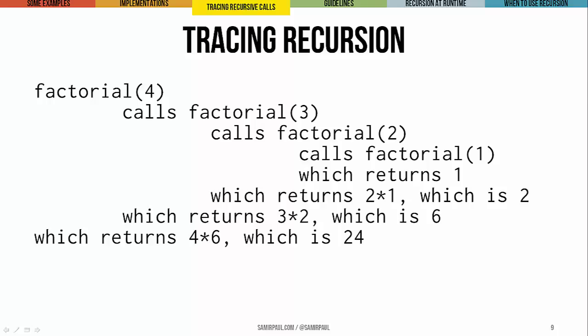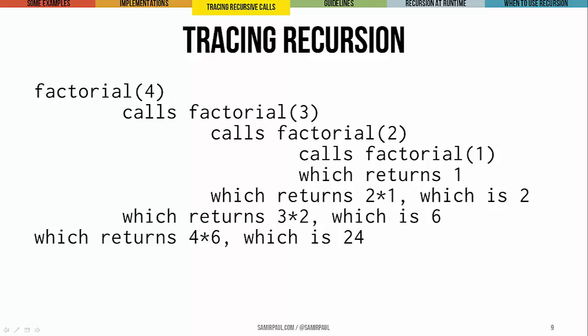We're going to call fact of 4, which in turn is going to call fact of 3, which in turn is going to call fact of 2, which in turn is going to call fact of 1, and fact of 1 returns 1 to factorial 2. So we go back there, and now factorial 2 returns 2 to factorial 3, which returns 6 to factorial 4, which returns 24. And that's what we have in this runtime trace that you see here.